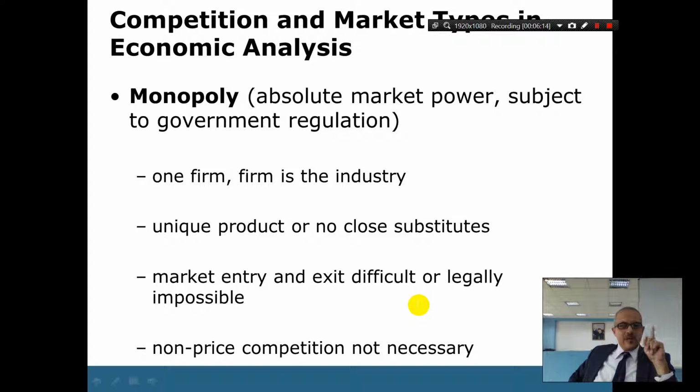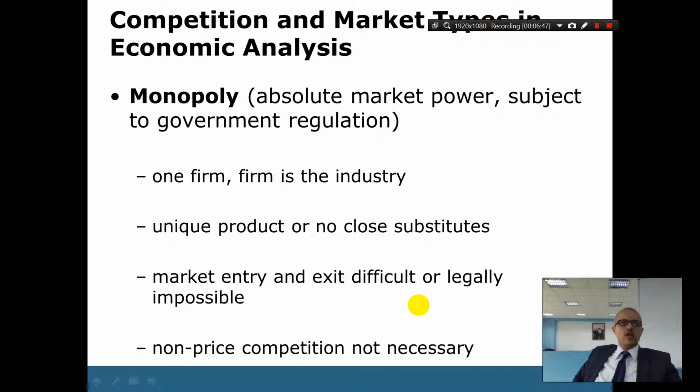We talked about the idea of one firm. You have a unique product. There are no substitutes. Like the internet providers, there's only one, and that's the only one in this country, which makes it a monopoly. And there's no substitute for an internet provider. If you have a phone company, it will not substitute. And we've got this market entry and exit difficulty or legally impossible.